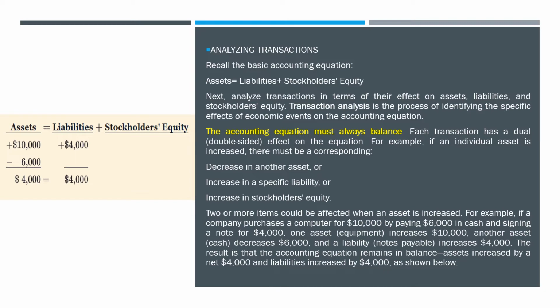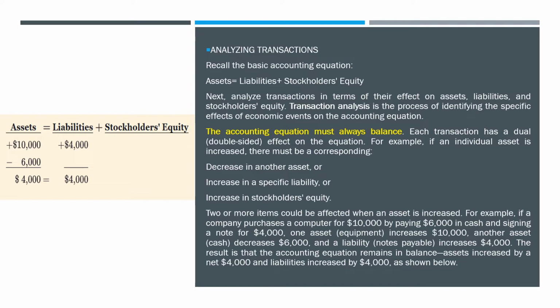For example, if an individual asset is increased, there must be a corresponding decrease in another asset, or increase in a specific liability, or increase in stockholders' equity. Two or more items could be affected when the asset is increased.